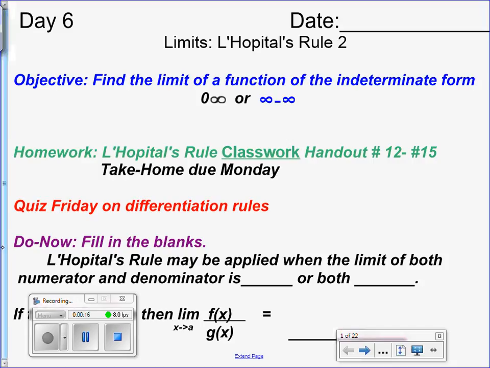Okay, so today is Wednesday. We have a quiz on the differentiation rules on Friday.